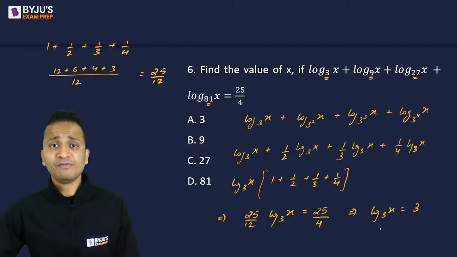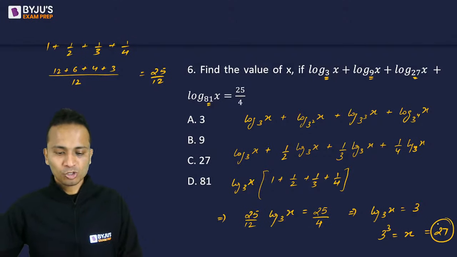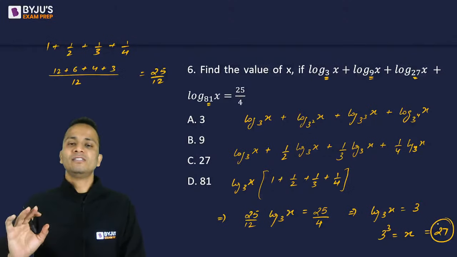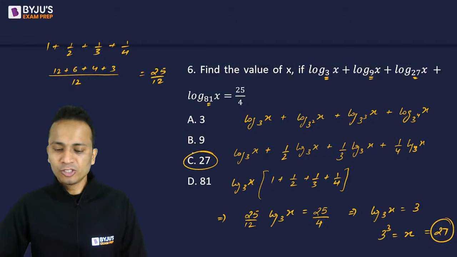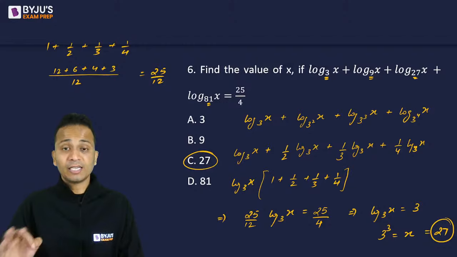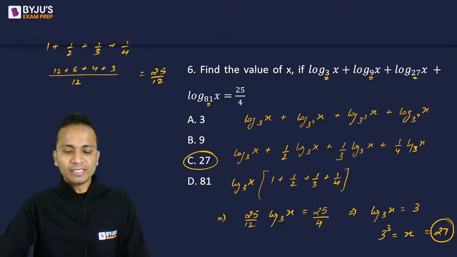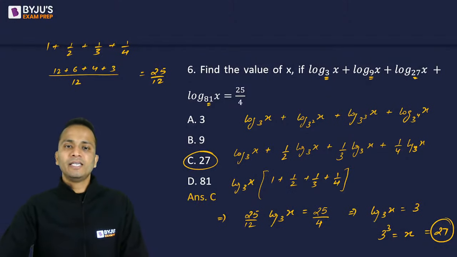Okay, now using the very first property that we did today, 3 raised to the power 3 will be the value of x, and that is 27. So 27 will be the final answer for this question, and that is option C. Okay, so question number 6, the correct answer is option C, that is 27. Right? चलिए आगे चलते हैं.